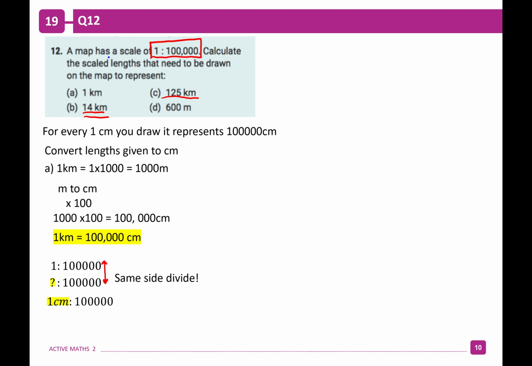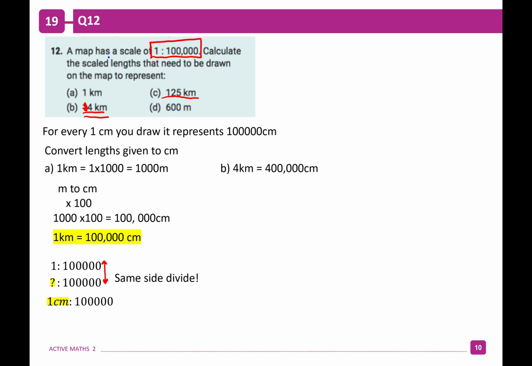Let's try another one. We need to represent, and I'm going to do this for 4 kilometers. First thing we need to do is change our kilometers into centimeters. This is because the scale given is in centimeters. Therefore, all of our distances must be in centimeters. If 1 kilometer is equal to 100,000 centimeters, then 4 kilometers is equal to 400,000 centimeters.